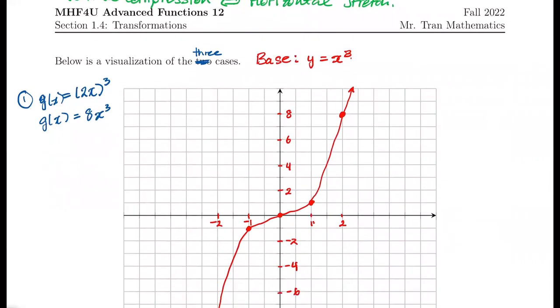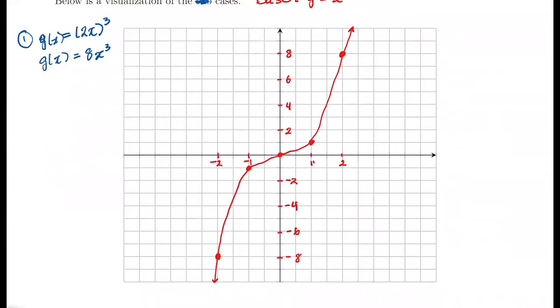All right, so this is what the function g of x would look like here. For example, at x equal to 1, g of 1, we're going to get 2 times 1 cubed, which is 2 cubed, which is equal to 8. So g of 1 is 8. And if we find the other points as well, at 0, and then at -1 we get -8. So we have something like this.